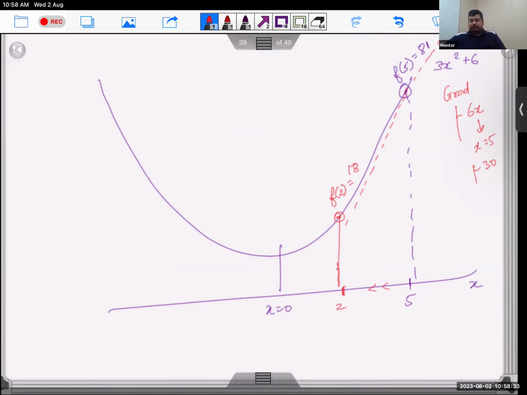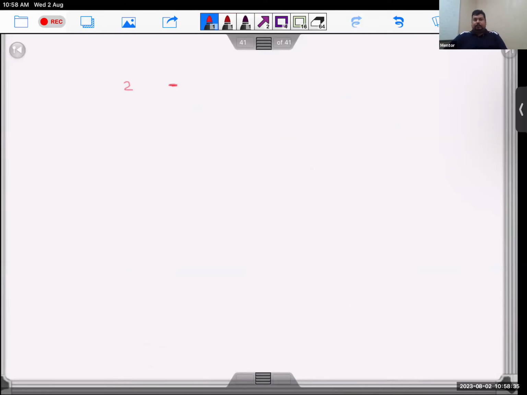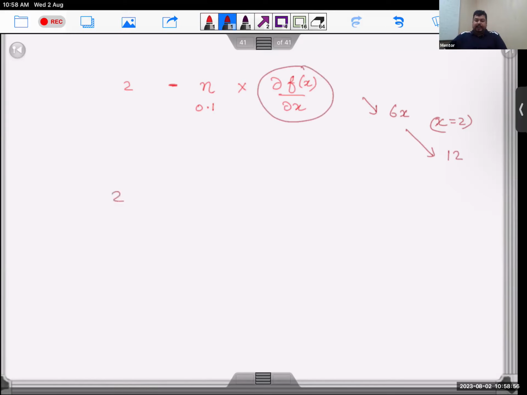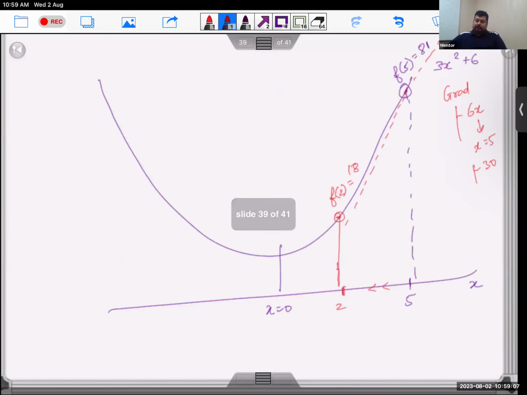Can you repeat this process for 2? So you are at 2 right now. What is the gradient? 6x. If you substitute, eta is 0.1. You're going to multiply this with the gradient. Gradient is 6x. At x is equal to 2, what is the gradient? 12. Yes or no? Yes. Okay, so 2 minus 0.1 into 12. This would be 2 minus 1.2, 0.8. Does this make sense? So you're coming from 2 to 0.8.